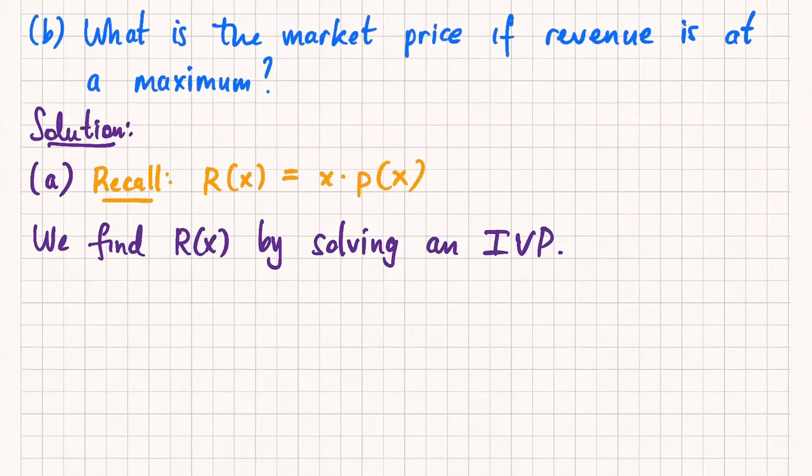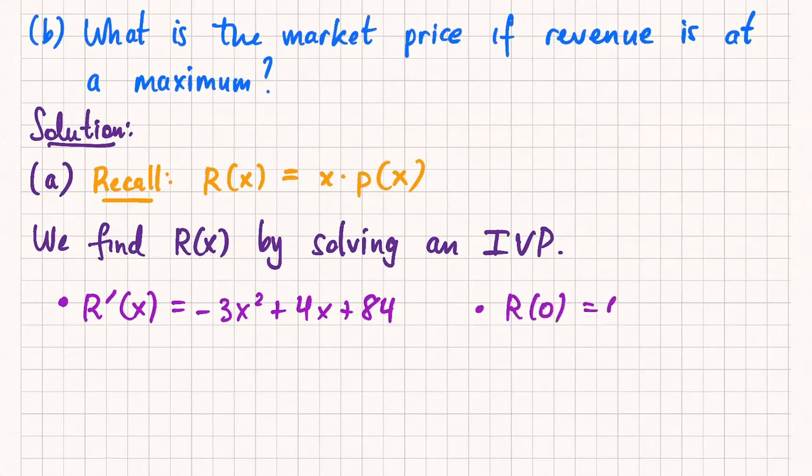And just to be clear, although I think it should be clear from the problem statement, what are the two pieces of information? We're given a derivative. And we're also given a point, right? R of 0 equals 0. And that's a pretty safe assumption, right? If you don't produce anything, you don't make anything.